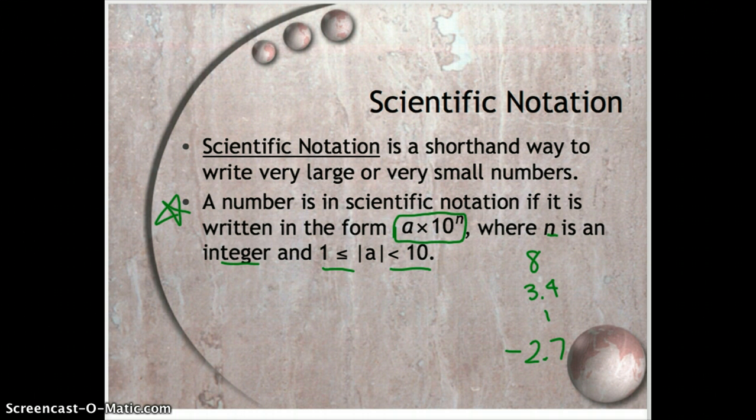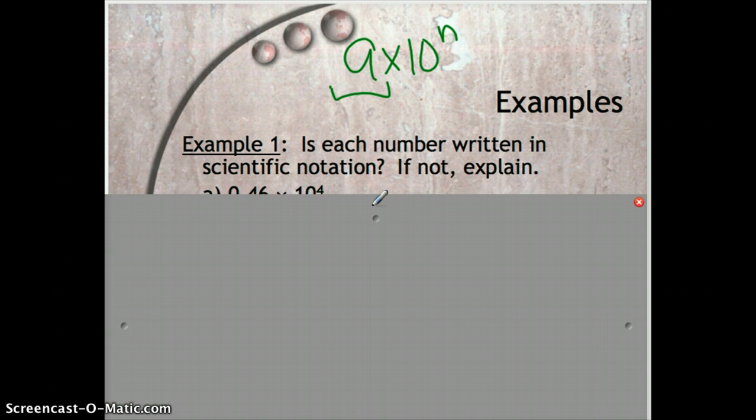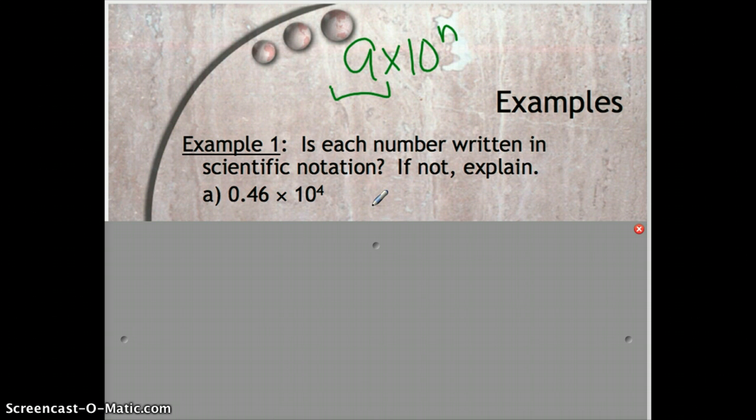So if I'm going to ask you if something is in scientific notation, and then we'll get over to more like what does that number actually mean, I just want you to look and see, is it in that form? a times 10 to the n. a has to be a number in between 1 and 10 or equal to 1. And there has to be 10 to a power. So I want you to try to do this before I say yes or no. So is the number written in scientific notation, yes or no? And if not, explain. So 0.46 times 10 to the fourth.